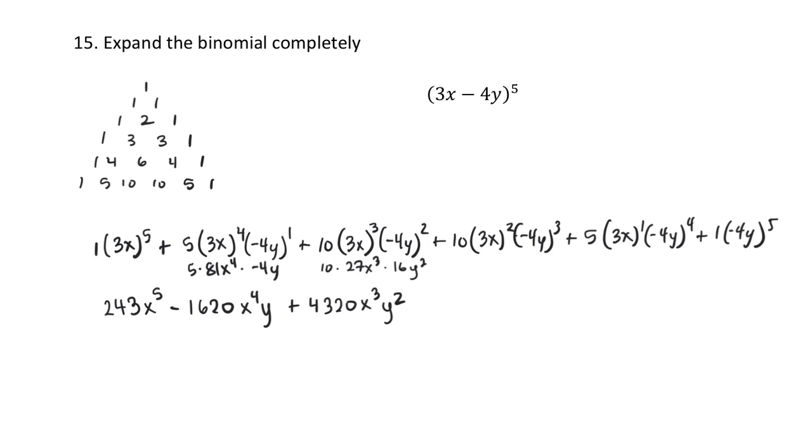Now this term is going to be 10 times 3x to the second power is 9x squared. And then -4y cubed is -64y to the third. We have to multiply 10 times 9 times -64. And that's -5,760 x squared y to the third.